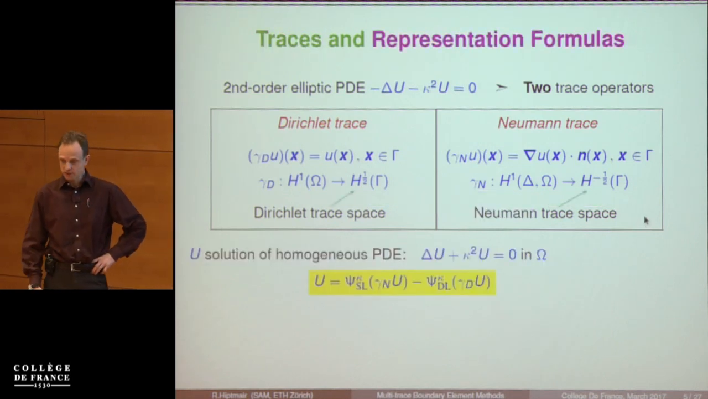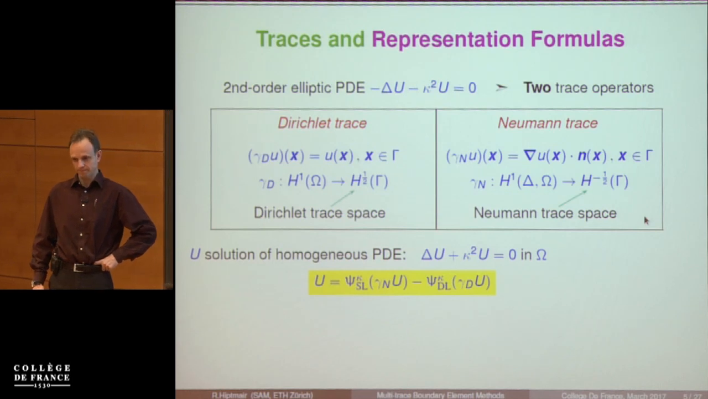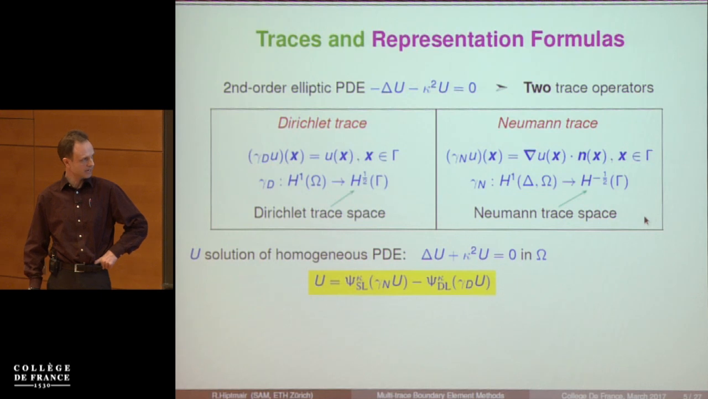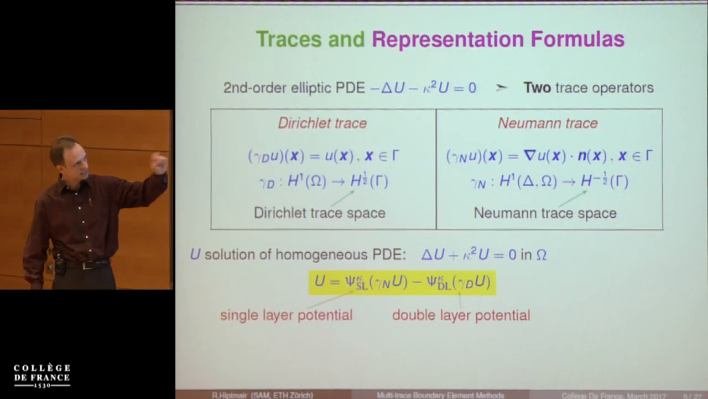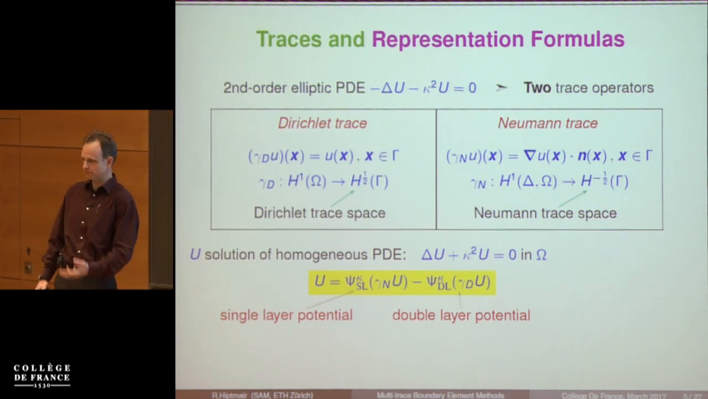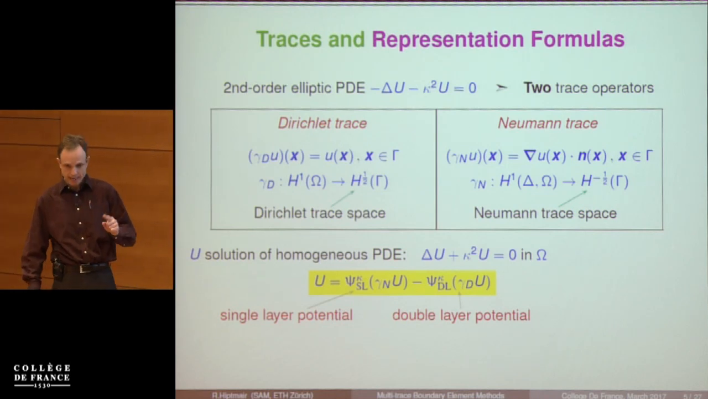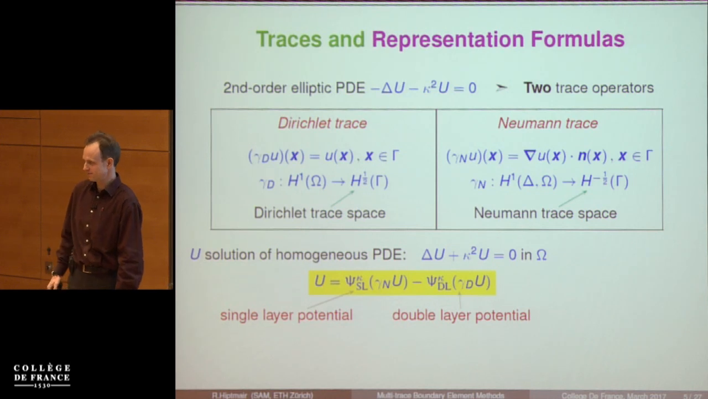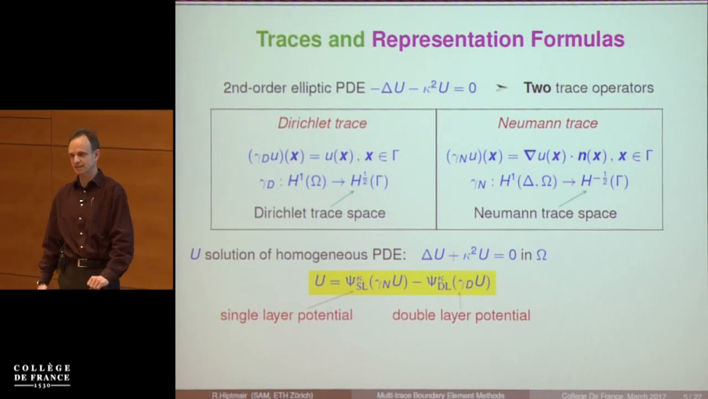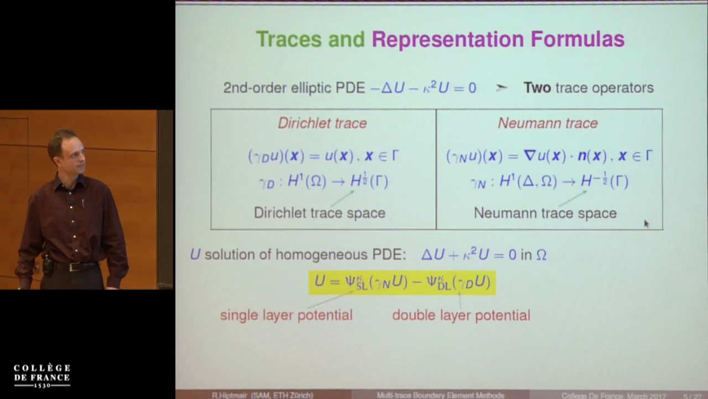Second ingredient, representation formula. And representation formulas involve potentials. Here I've denoted them with the symbol psi. This is the single layer potential, psi SL. And the second is the so-called double layer potential. Potentials take traces as arguments, or functions from trace spaces, and map them to functions in the volume. This is the most basic characterization of a potential.